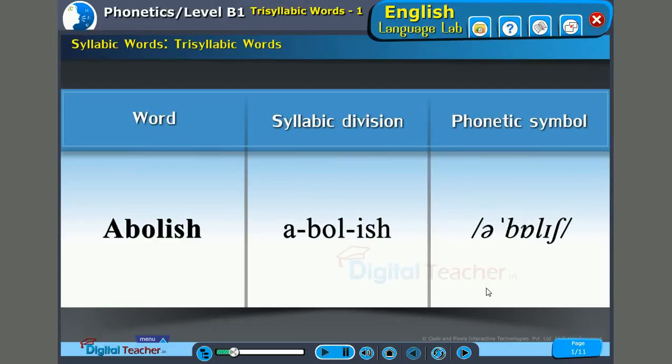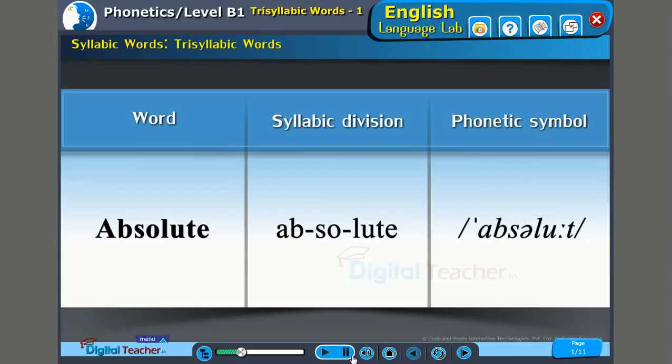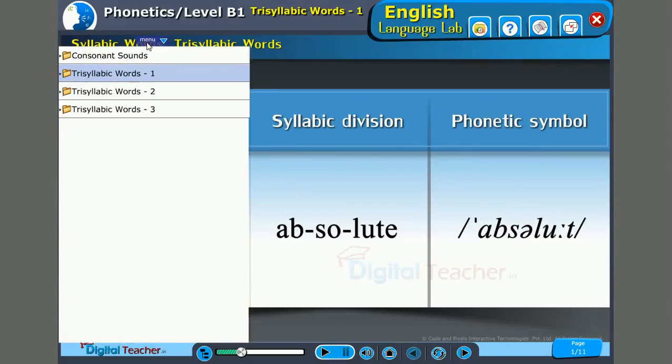Abolish. A, bo, lish. I repeat, a, bo, lish. The stress is on the second syllable, bol. Abolish. So like this, we will be having our trisyllabic words under this section, like absolute. So this is about the section B1. So now let us move on to section B2.